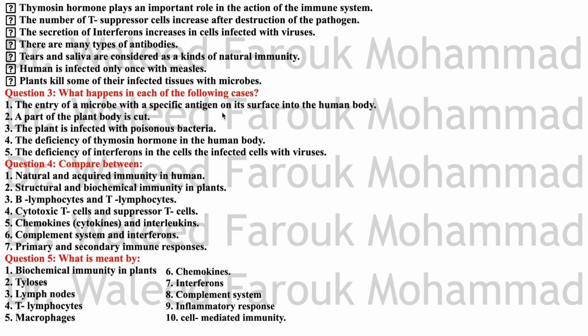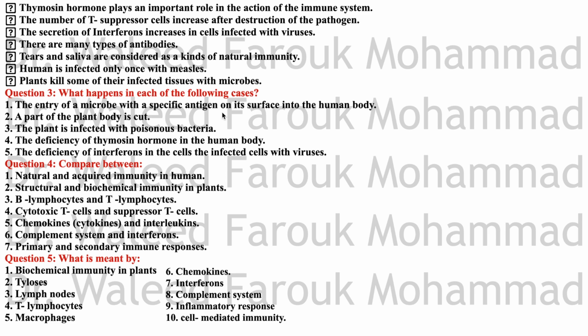Question 3. What happens in each of the following cases? The entry of a microbe with a specific antigen on its surface into the human body. B lymphocytes recognize the antigen, which is specific to it, and attach themselves to the antigen by using the immune receptors present on their outer surface for starting the steps of humoral immunity to form antibodies at last and kill the microbe.